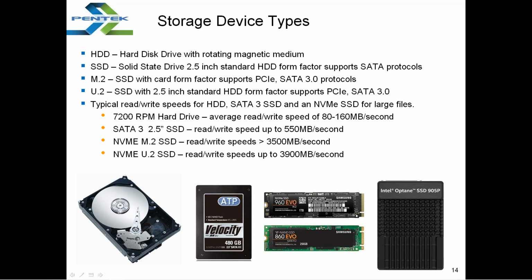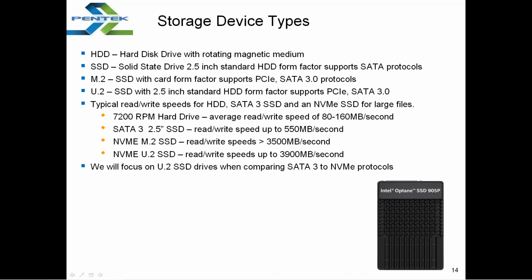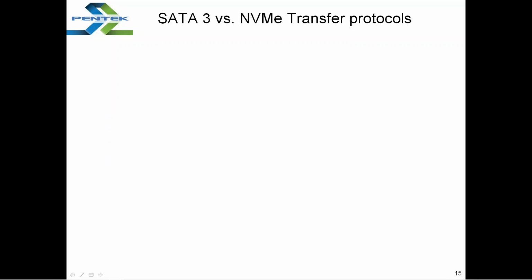Now, each one of these drives has typical maximum read and write speeds. The hard disk drive's average read and write is about 80 to 160 megabytes per second. The older SATA 3 2.5-inch drives are about 550 megabytes per second. The newer drives that are based on NVMe or PCIe have read and write speeds that exceed 3,500 megabytes per second. We're going to focus on the U.2 SSD drive when comparing SATA 3 to NVMe protocols, because this is the most popular one that we use in our recording devices.